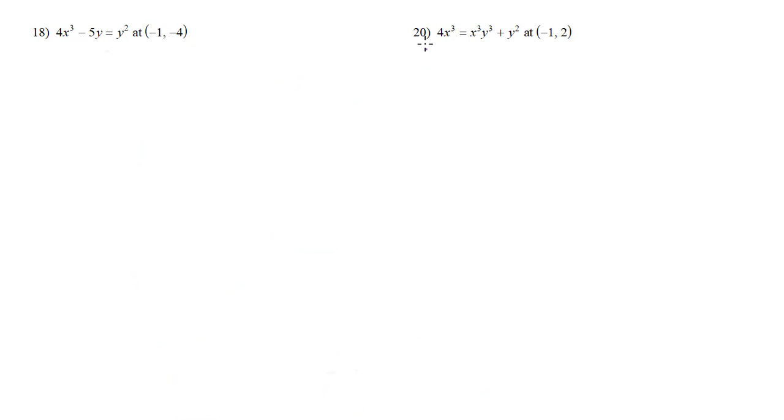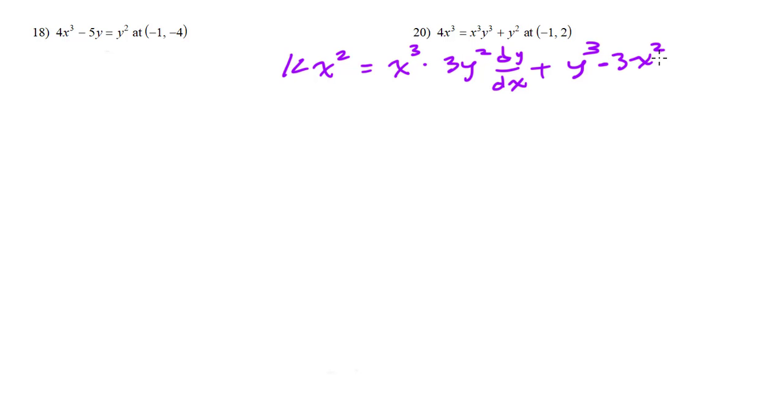Okay, number 20. The derivative of 4x cubed is going to be 12x squared equals, oh no, now we have another product rule here. So it is first times derivative of the second. Well, the derivative of y cubed is going to be 3y squared dy dx, since we took the derivative of a y. First times derivative of second plus second, that's a y cubed, times the derivative of the first, 3x squared. So make sure we got it. First derivative second plus second derivative first, plus the derivative of y squared, which is going to be 2y dy dx.